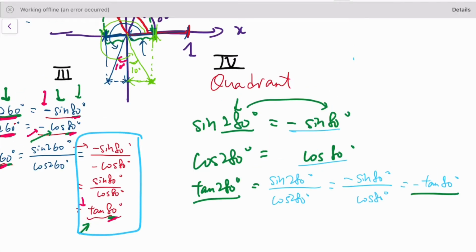So now we have gone through all 4 quadrants, and that's technically all you need to know.